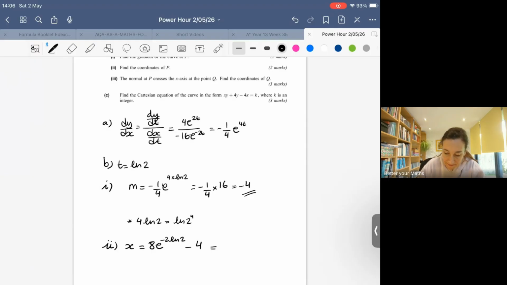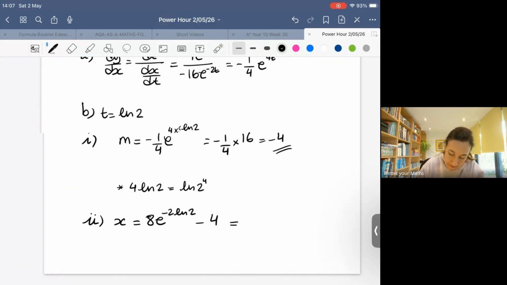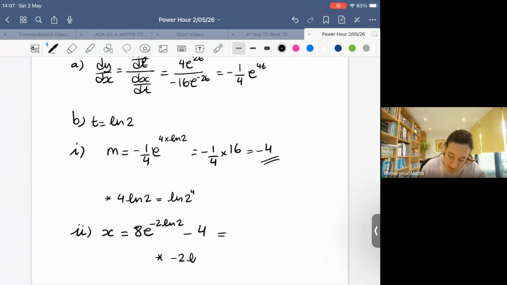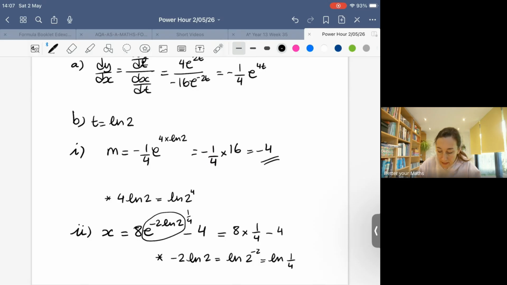For the same reason, so the same that we did here, -2 ln 2 can go as a power. Let me show you. -2 ln 2 is ln of 2 to the -2, which is ln of 1/4. E to the power of ln, again cancel, and what I have is 1/4. So this is 8 times 1/4, and then -4. So I have 8 divided by 4 is 2, minus 4, -2. That's the x coordinate of the point.